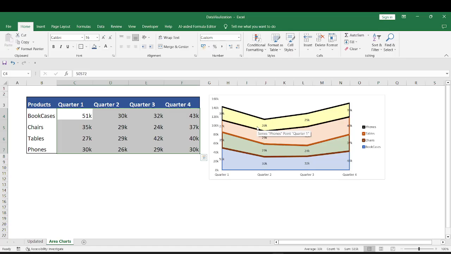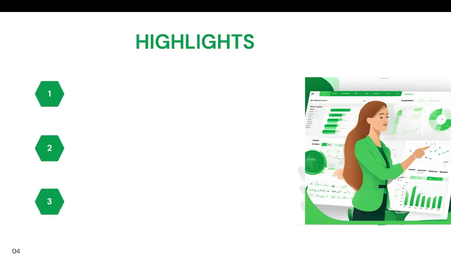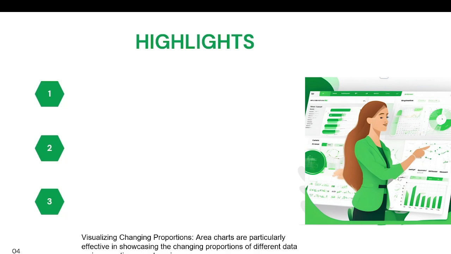Area charts are not that useful for multiple products, and during the dual axis chart we can use the area chart, and that will help us give a little more clear understanding about the data variation. Now let's understand the highlights of this video.